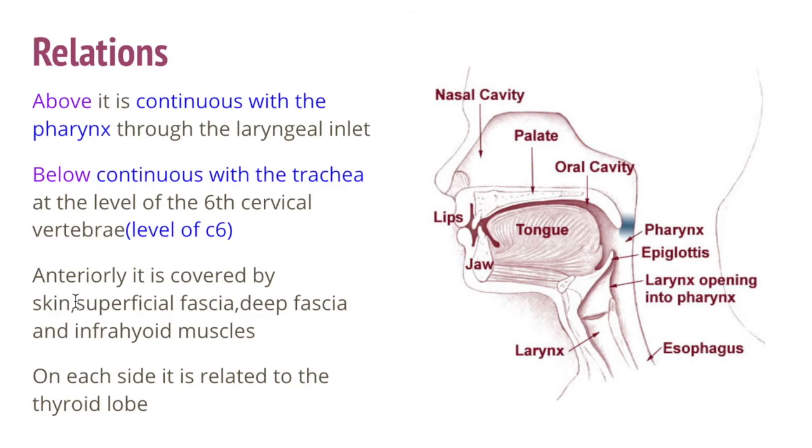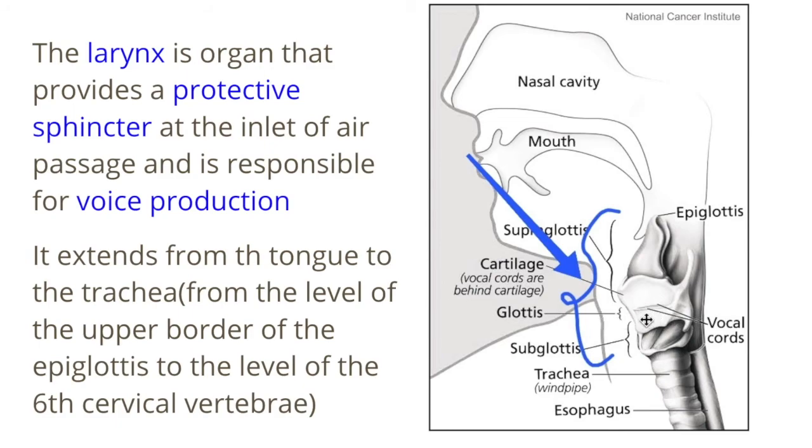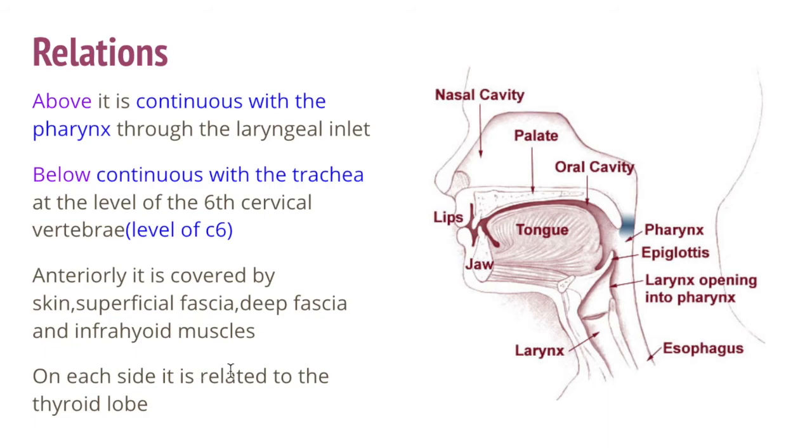Anteriorly, it is covered by skin, superficial fascia, deep fascia, and infrahyoid muscles. And on each side, this is an important point, on each side it is related to the thyroid lobe. So our thyroid lobe basically extends from the middle of the thyroid cartilage up till the fourth or the fifth tracheal ring. Okay, and it is attached by the ligament of Berry to the cricoid cartilage, if you remember. So on each side it is related to the thyroid lobe.